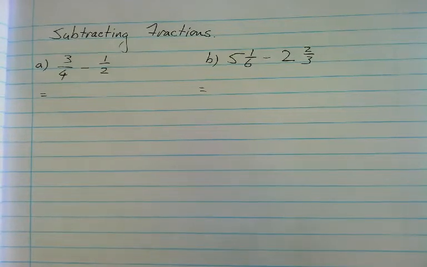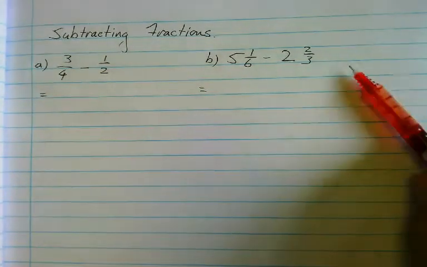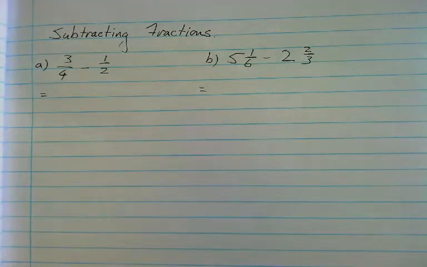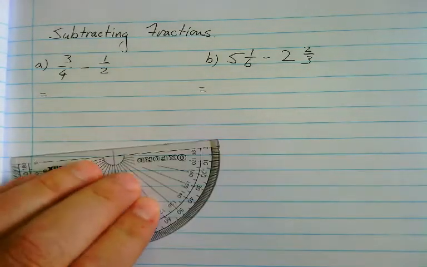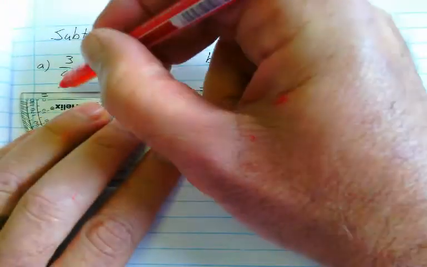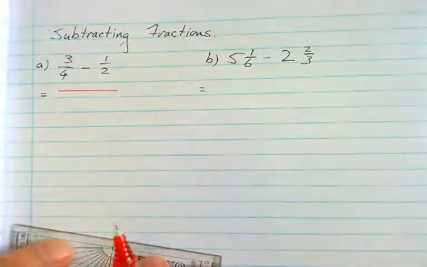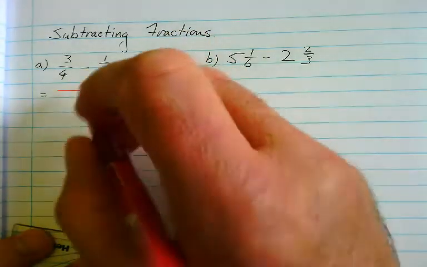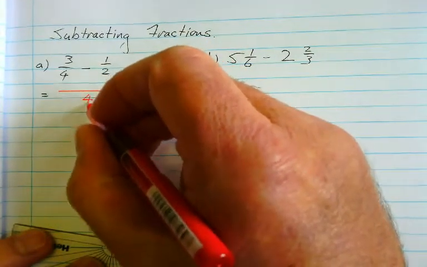Okay, lads, here we come to the subtracting of fractions. I'm just going to do two. One very simple one, and then one where we use whole numbers, where things get a bit more complicated. The same as adding, I choose to draw one solid line for my lowest common denominator. In this case, it's not 4 times 2, but 4.